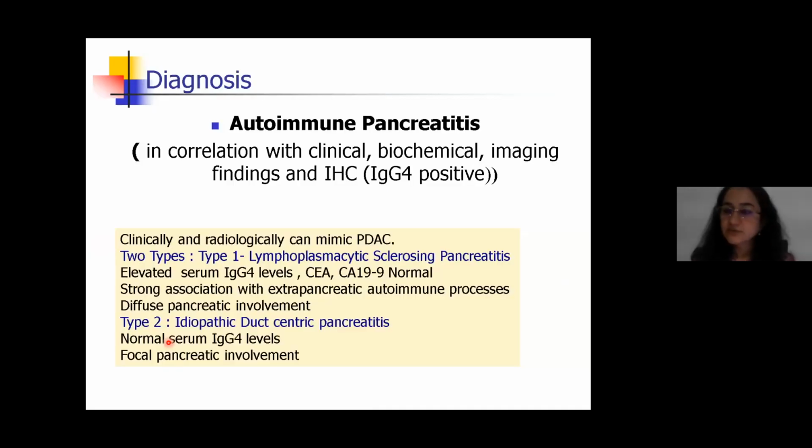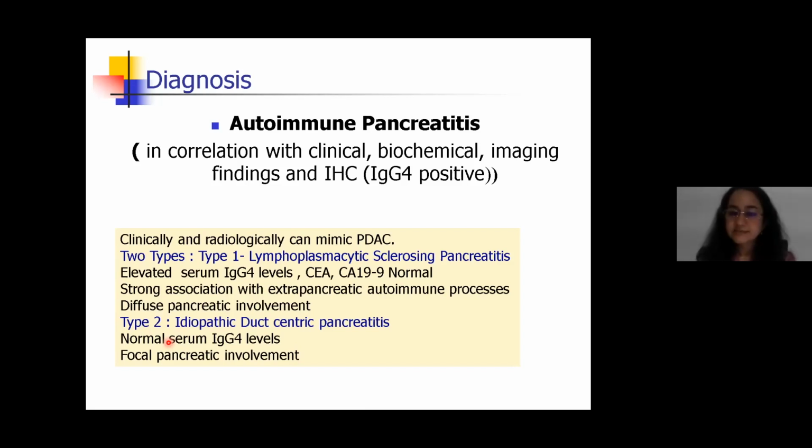So this was a case of autoimmune pancreatitis, but before you diagnose this condition, you must correlate all these features, that is the clinical, the biochemical, imaging findings, the serum IgG4 levels, and the IgG4 positivity on the FNA or the cell block. It is important to know about this lesion because clinically and radiologically, they can mimic an adenocarcinoma.